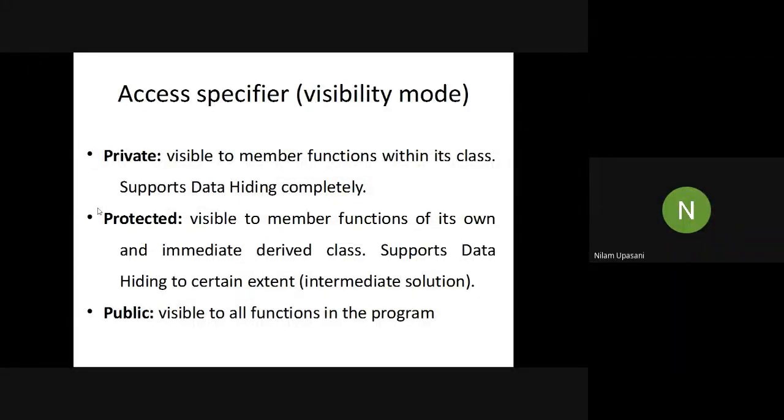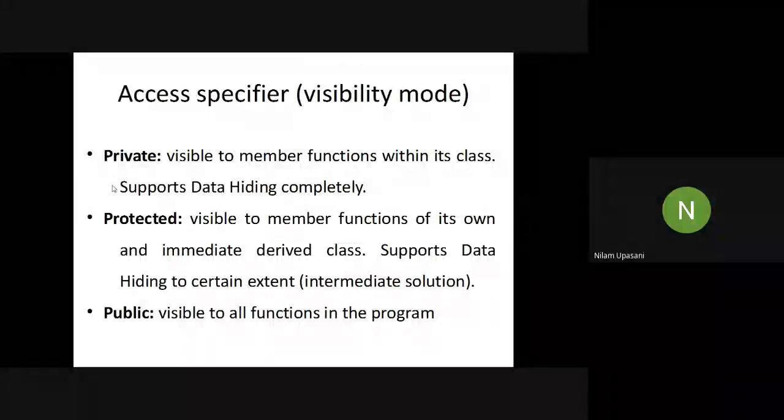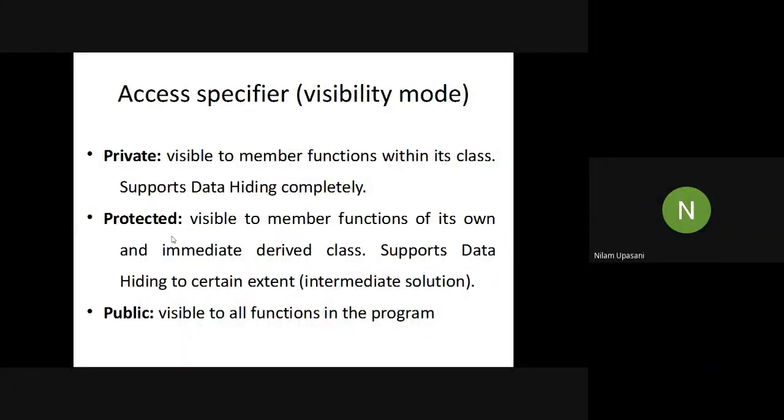And what is protected? Protected is visible to member functions of its own and immediate derived class. तो protected is somewhere in between solution. मतलब कैसा है कि public is accessible to the outside world, private is only accessible to the member function, and protected is something which is visible to member function as well as the derived class. Member function मतलब it is similar to private, member function को accessible है, तो protected is also visible only to the member function, but in addition to that it is also accessible to the immediate derived class.